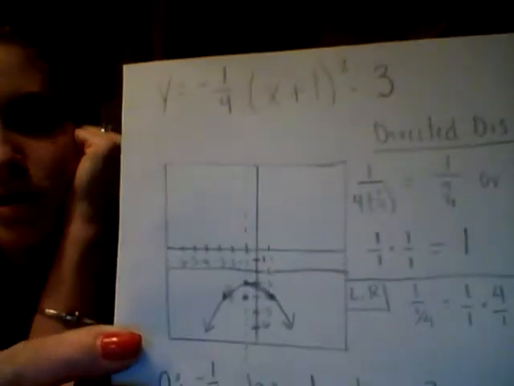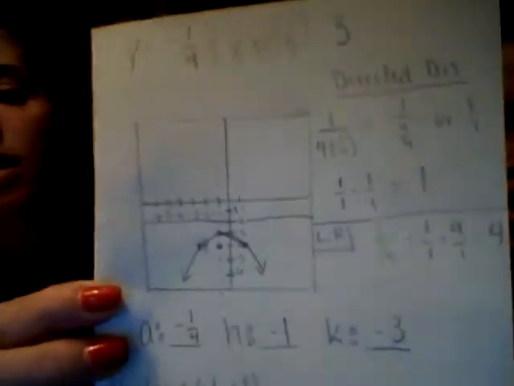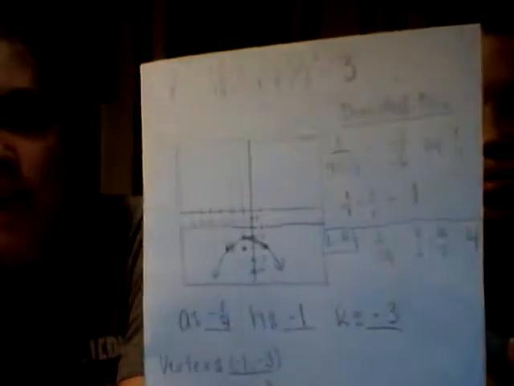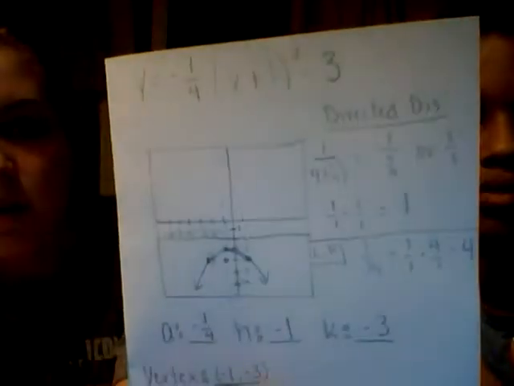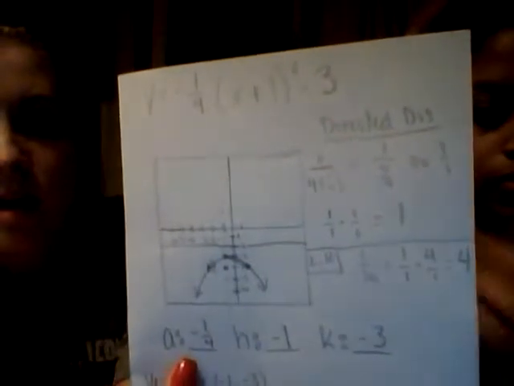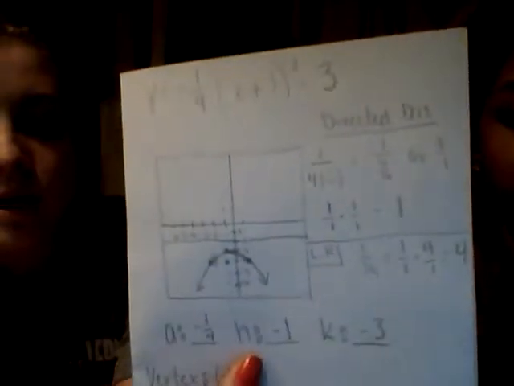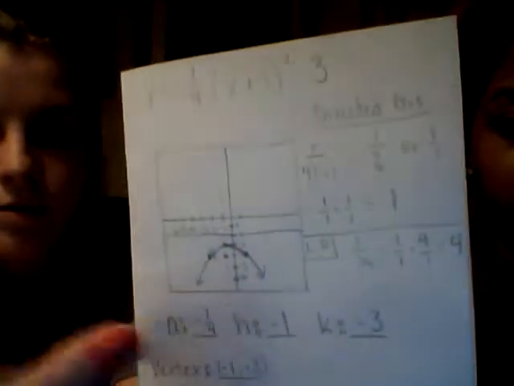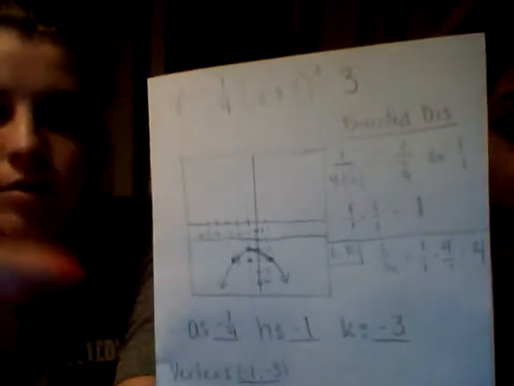Okay. So here's a y equals equation, and we're just going to pull out some key information first. Your a is going to be the negative 1/4, right there. And then your h, if you go back to your equation, is going to be -1 right there. And then your k is going to be your -3.